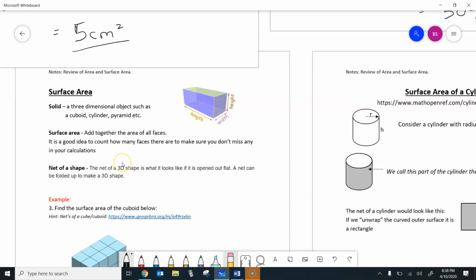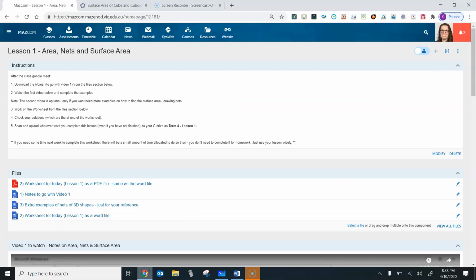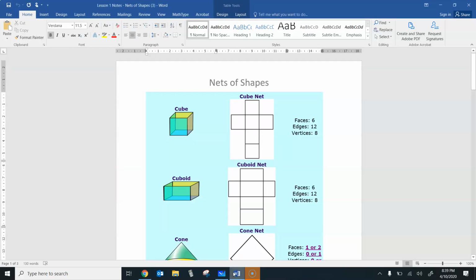Okay. One way of making sure you don't miss out one of these sides is to draw the net of a shape. So the net of a shape is what a 3D shape would look like if you opened it up. So just to show you before we do the next example, in the lesson here, there is a file that says extra examples of nets of 3D shapes. And that is this file here.